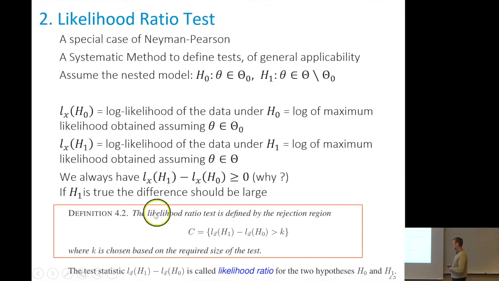So that is what we call the likelihood ratio test. It computes those two things and says I decide to reject when the likelihood difference is very large. It's a difference of logs, so it's also called a log likelihood ratio test. And the question will be how to compute the value of k, and this we will do next week.